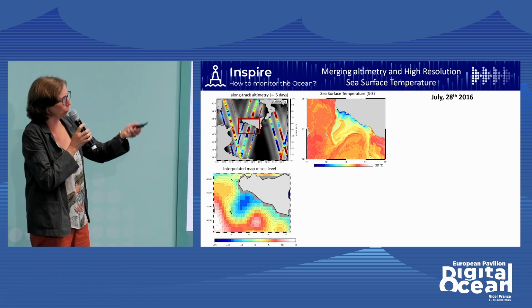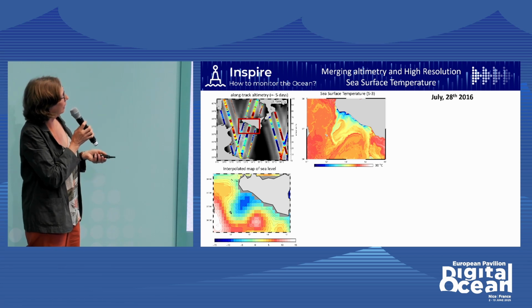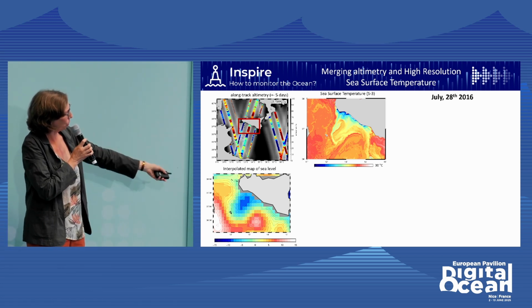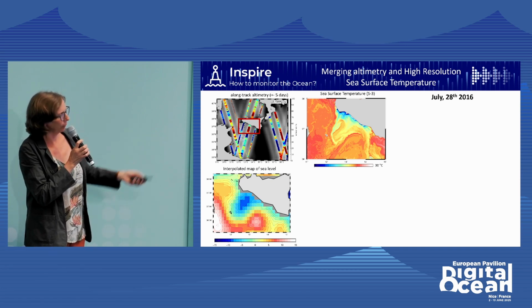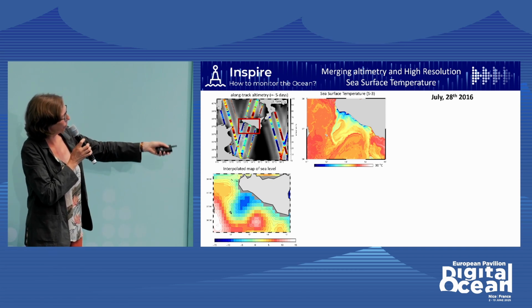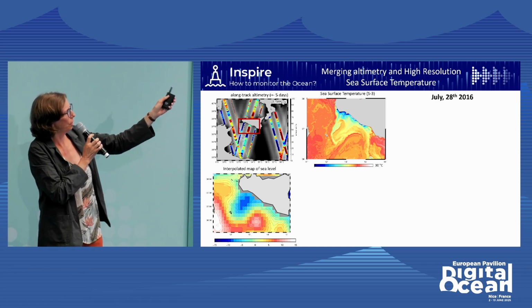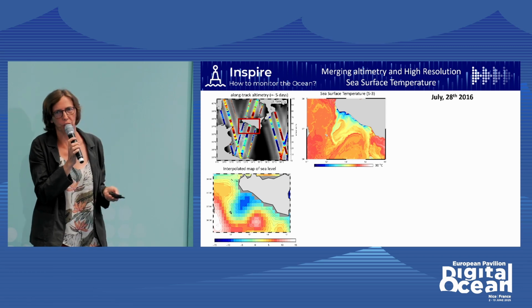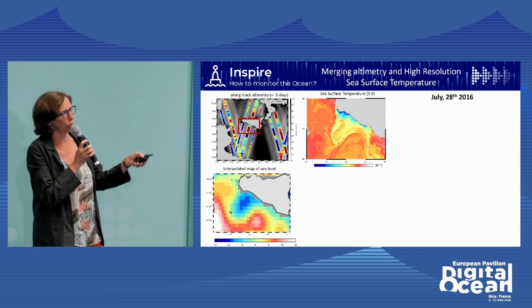Here I showed just an illustration. It's again in the Sicily Channel in the Mediterranean Sea. You have the altimeter tracks, and what you get when you map the sea level, and what you have from a high resolution sea surface temperature with very small scale filaments and this inverted S shape of the sea surface temperature shaped by the currents.